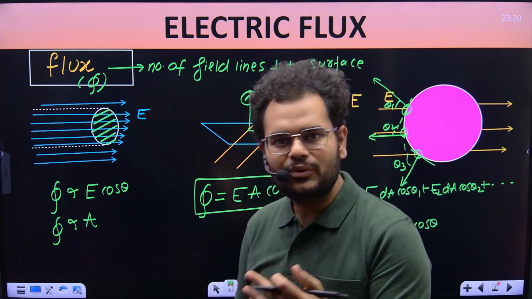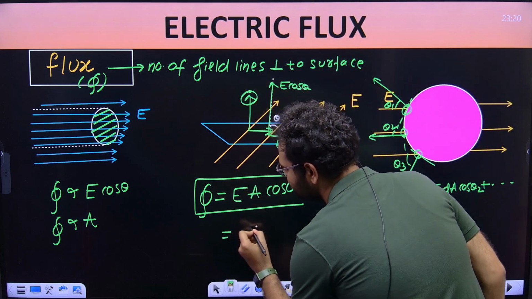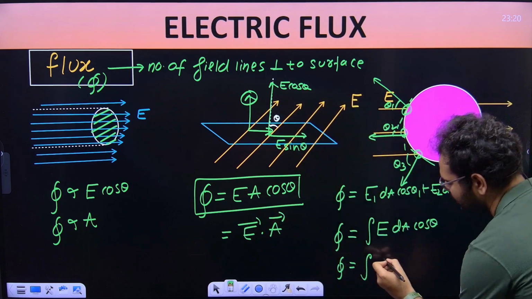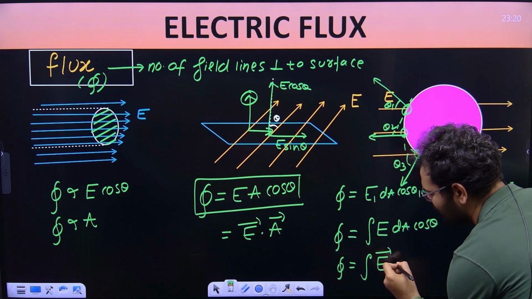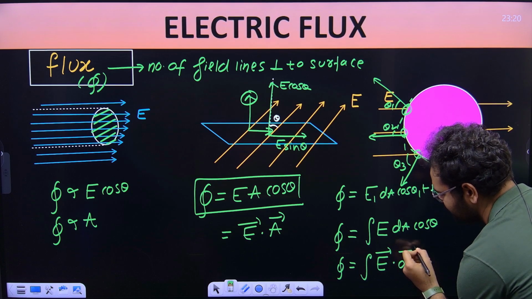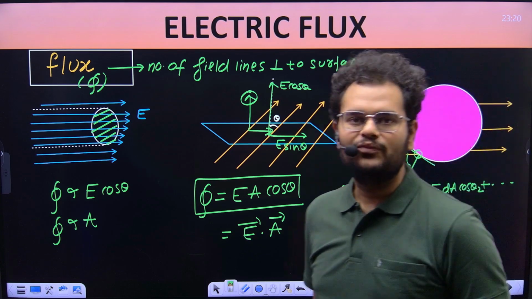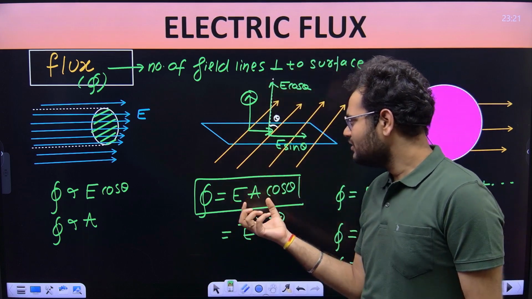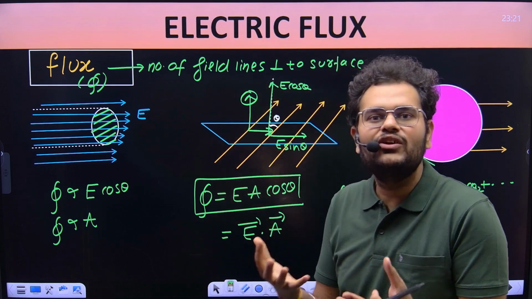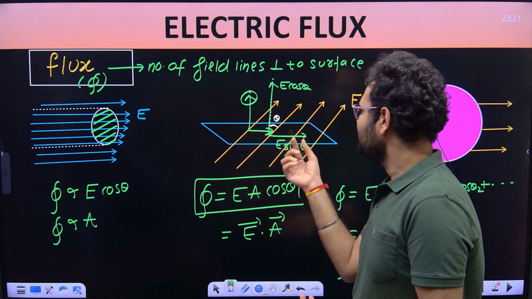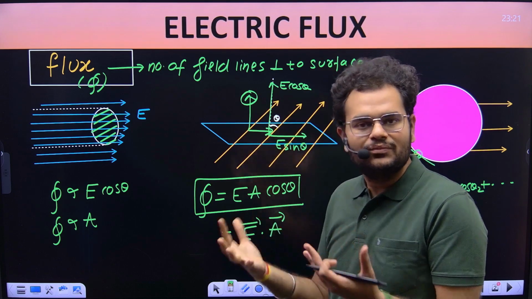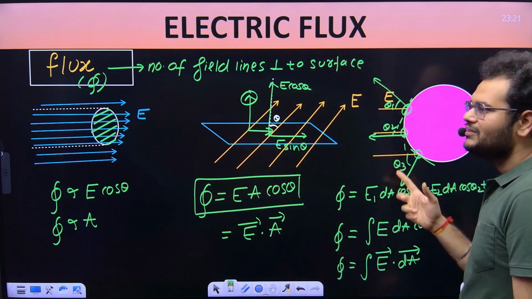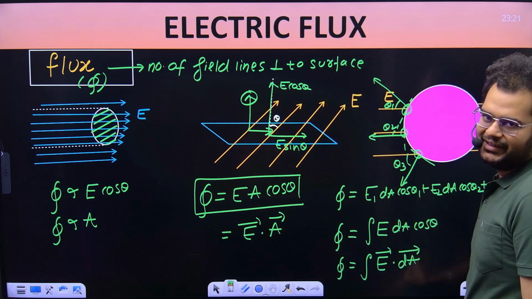What is the formula? Dot product. So flux is the dot product of the electric field and the area vector. Simple, E dot dA. This is another formula for flux. When to use integration? When we cannot calculate directly. Here it was not necessary because the angle between the electric field and the area vector was the same everywhere, and the electric field was also uniform. But here that is not the case because the angle is changing, so I have applied integration.